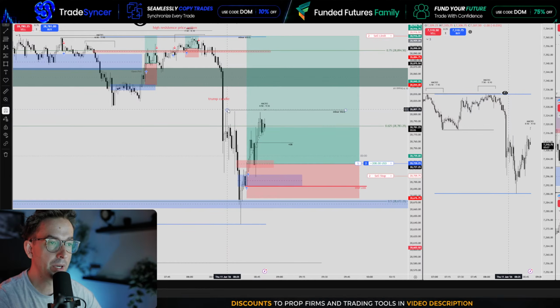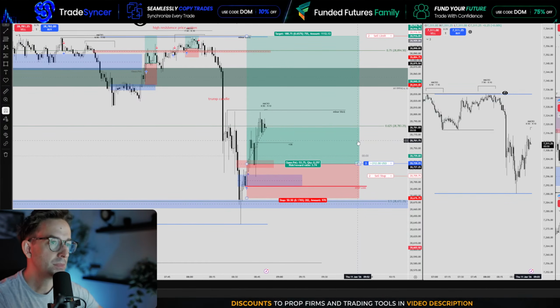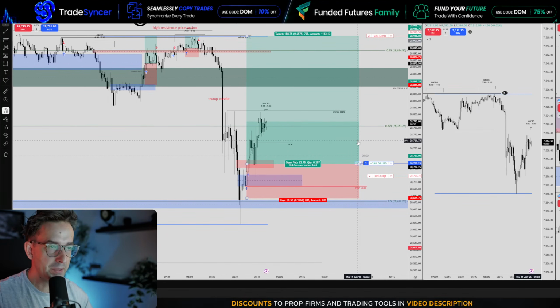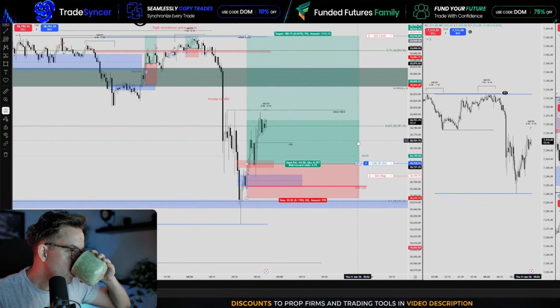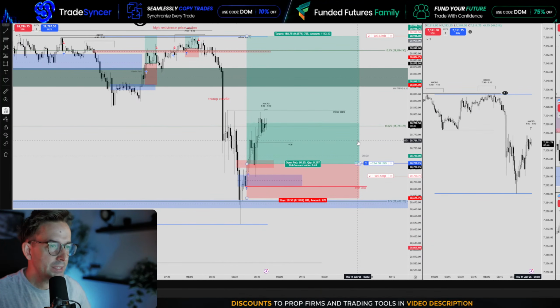PD arrays, we're about to have our first shift in microstructure right here to the upside. Crazy liquidity above us. So everything right now is pointing to it going up. So in my opinion, I'm 80% confident in this trade. But can it go against us? Yes. If it will, I'm at 30% risk at this point. It's very little.